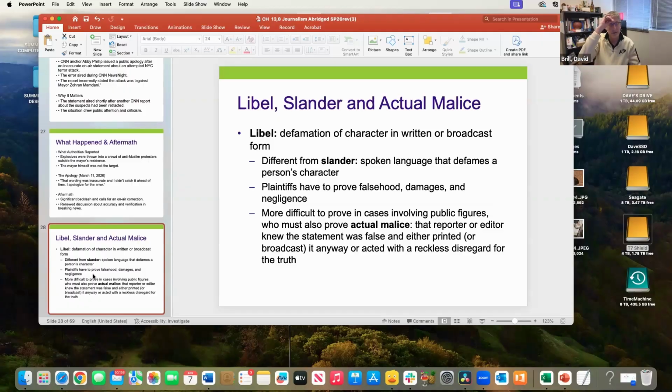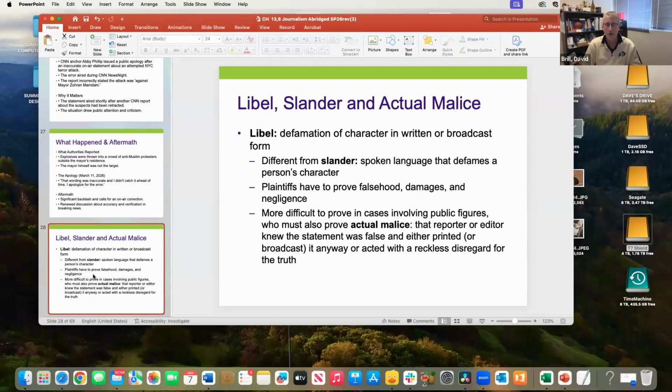All right. Anyway, which leads us to some terms that you should be very familiar with, or know about, I should say, which are libel, slander, and actual malice, and they definitely relate to some of the above slides. Libel is defined as a defamation of character in written or broadcast form. Slander is spoken language that defames a person's character. So basically, if you write something false about someone in written or broadcast form, that's libel. If you speak about it and defame someone using words that you speak, that's slander.